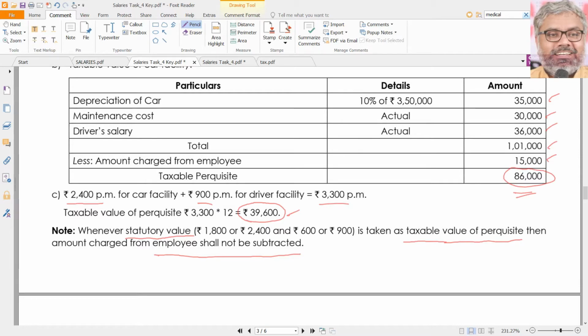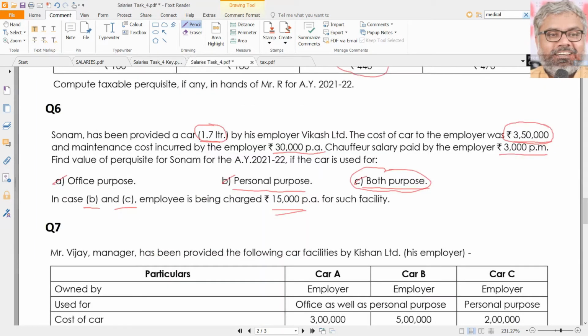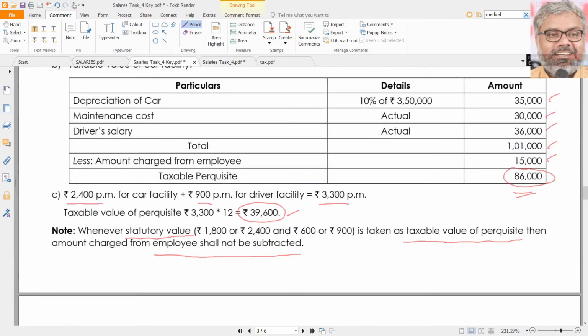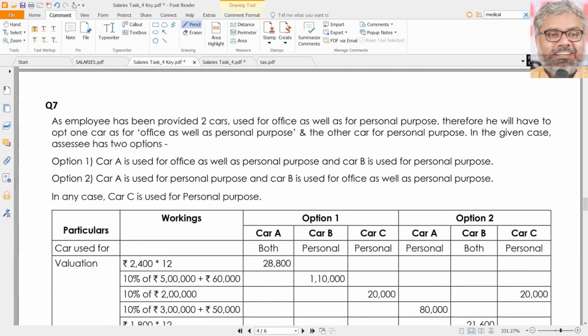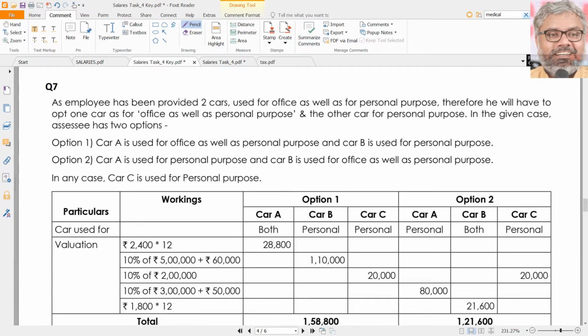Straight away, the value of perquisite is whatever the law said. Law said 2,400 per month for the car, 900 per month for the driver. That's all. So 3,300 multiplied by 12, 39,600 is the value of perquisite in that case. Straightforward. That is question number 6.